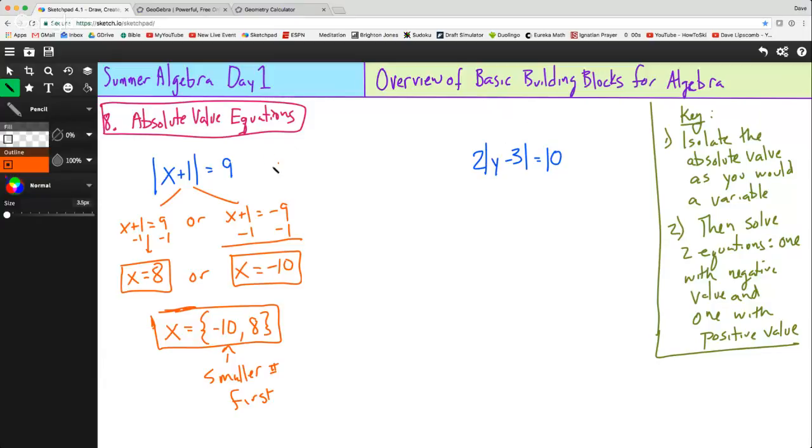Right, so let's try both answers out. -10 plus 1, the absolute value equals 9. Well, -10 plus 1 is -9. Absolute value of -9 equals 9. Check. And let's try the other one. Absolute value of 8 plus 1 equals 9. Does it equal 9? Well, is the absolute value of 9 equal to 9? Yes.